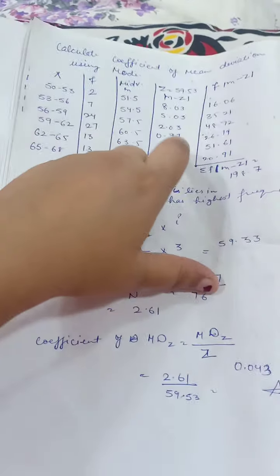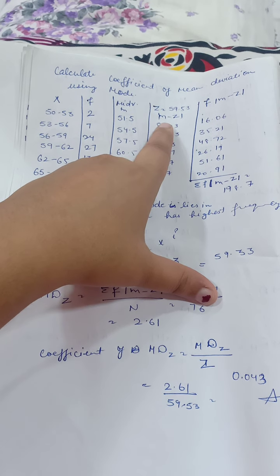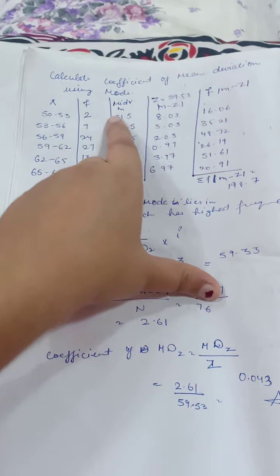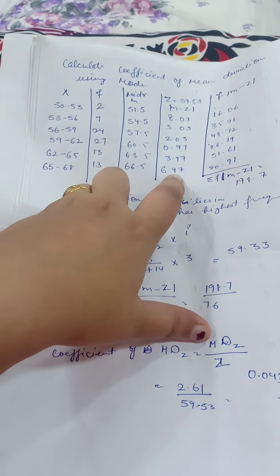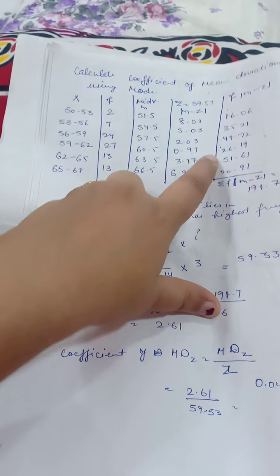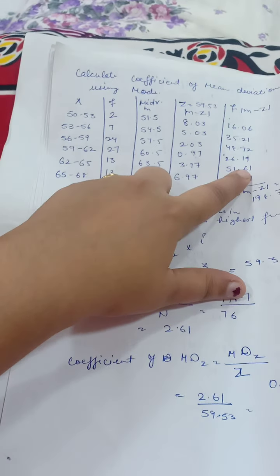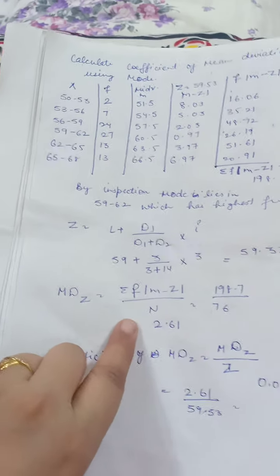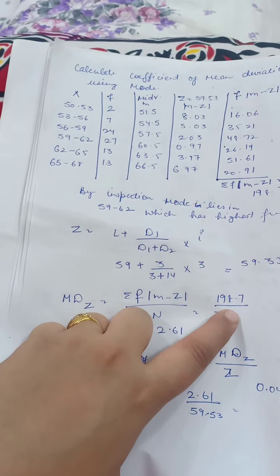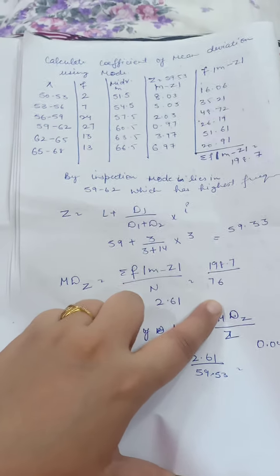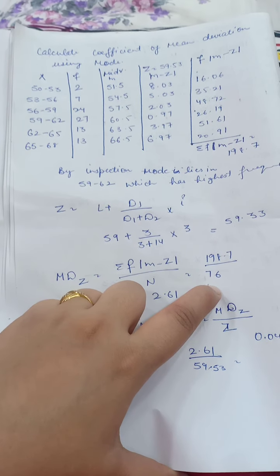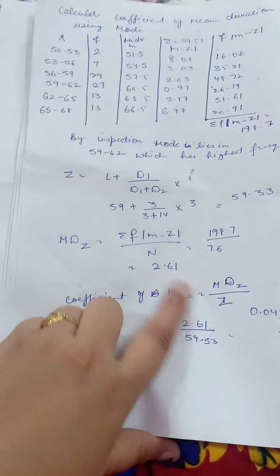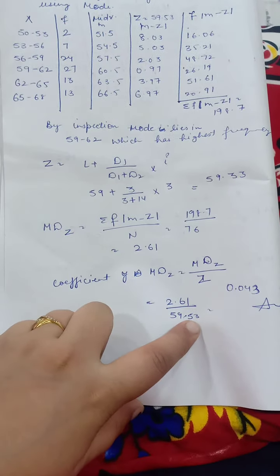Students, calculate x minus z, the mid values minus the mode values, ignoring the negative signs. Multiply it with frequency values, make a summation, and apply the formula. This is divided by n, which is 76, the total of frequency. The mean deviation from mode becomes 2.61, and calculate the coefficient also.